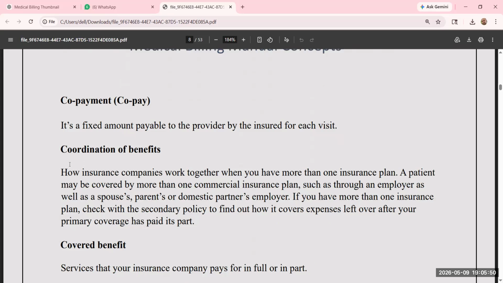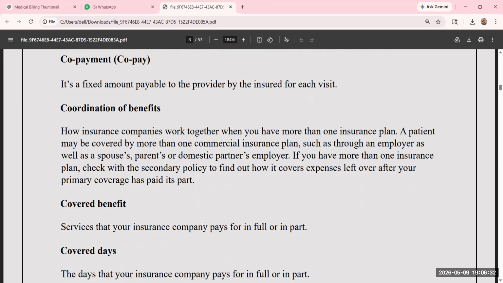Coordination of benefits is how insurance companies work together when you have more than one insurance plan. So when multiple insurances are there, coordination of benefits applies, and the companies work together. The patient may be covered by more than one commercial insurance plan, such as through an employer as well as a spouse or domestic partner's employer. If you have more than one insurance plan, check with the secondary policy to find out how it covers expenses left over after your primary coverage has paid its part.